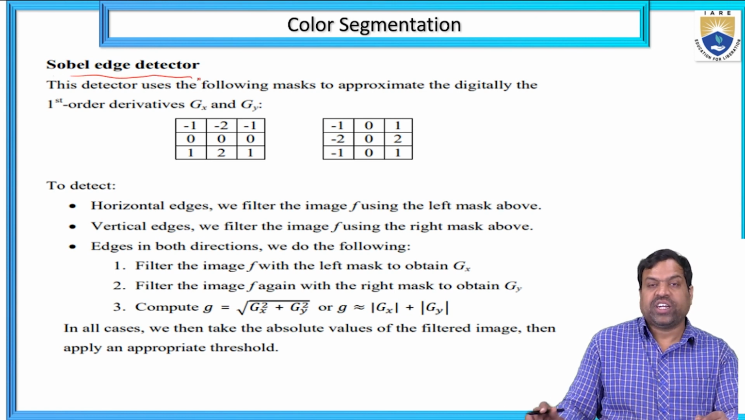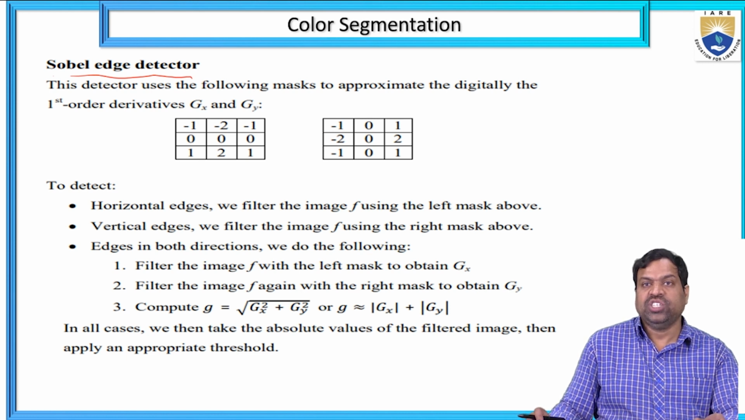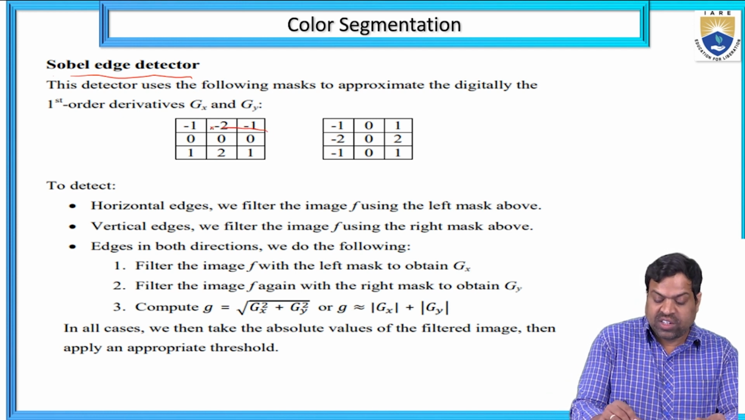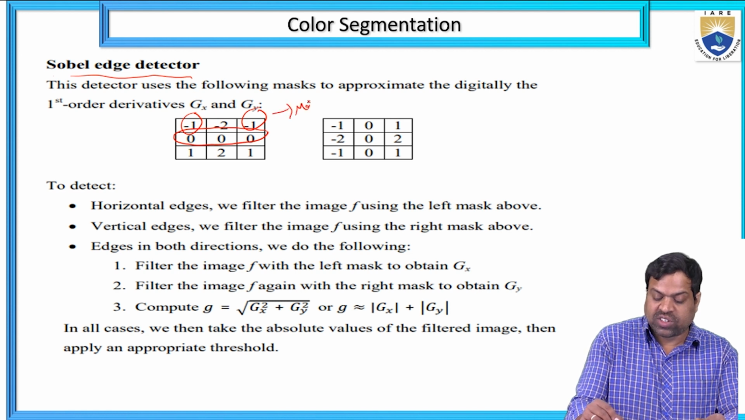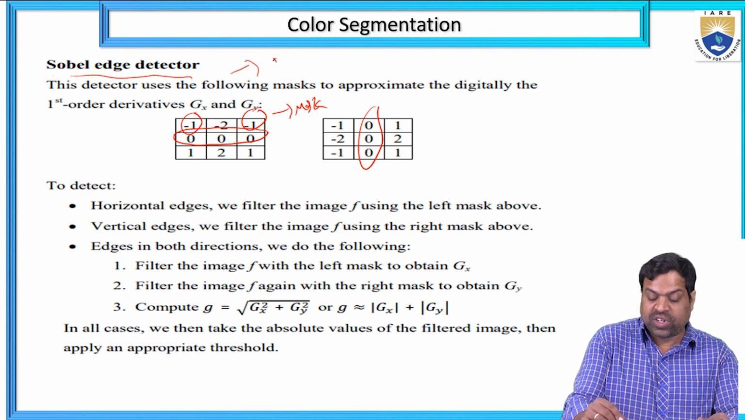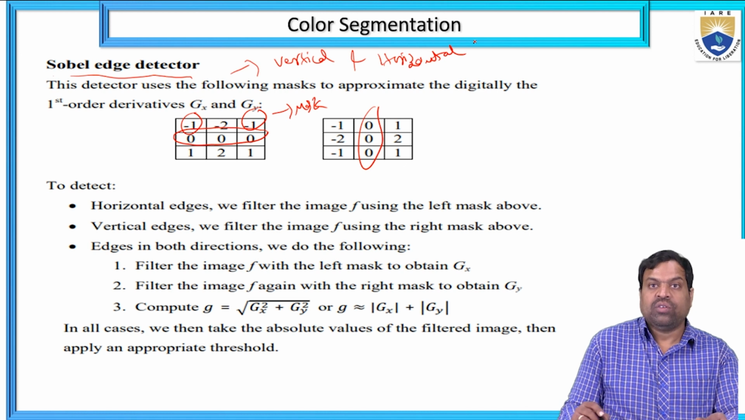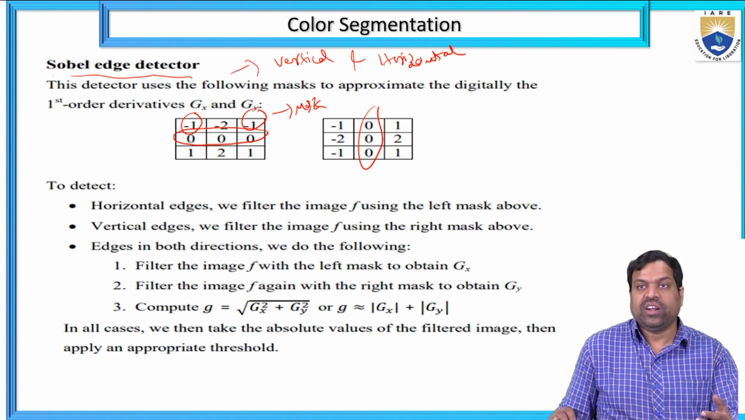So, the Sobel edge detector. This detector uses the following masks to approximate digitally the first-order derivatives Gx and Gy. Here the zeros are there, and the mask values are -1 and so on. So horizontal and vertical: the Sobel edge detector is for vertical and horizontal edge detection, and it is useful when I'm going for vertical or horizontal edges.